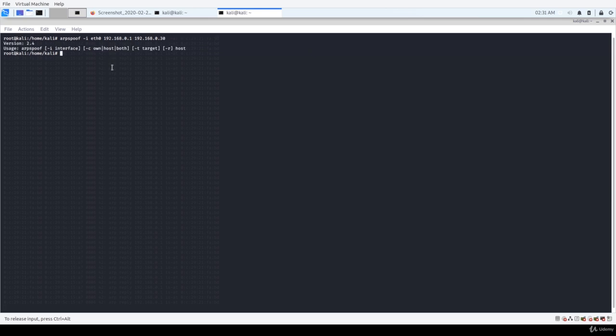So now I am pretending to be the victim machine. And what's the issue here? Oh, okay, I left out the -t tag. With -t, if I press enter, now this is spoofing the router machine.